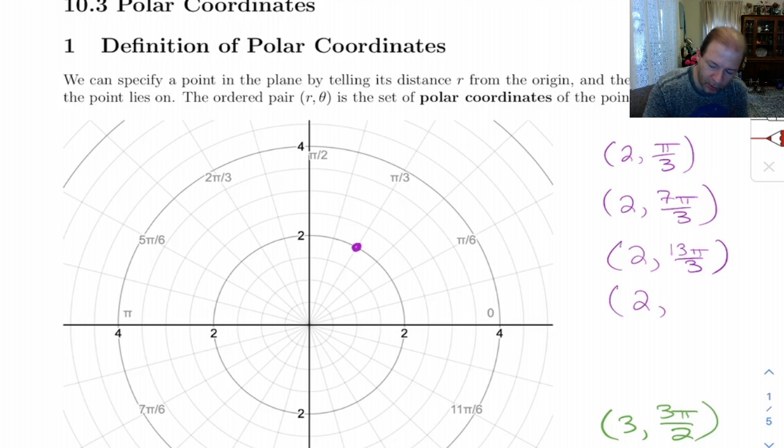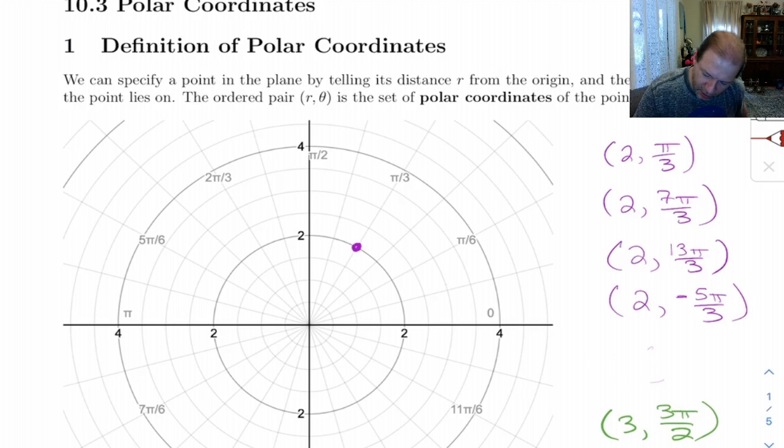And you could also go backward. Instead of going up to pi over 3, we could go backward by that angle. So what would that be? That would be pi over 3 minus 2 pi. So that's minus 5 pi over 3, right? No. Pi over 3 minus 2 pi, that's minus 6 pi over 3. But yeah, it's minus 5 pi over 3.